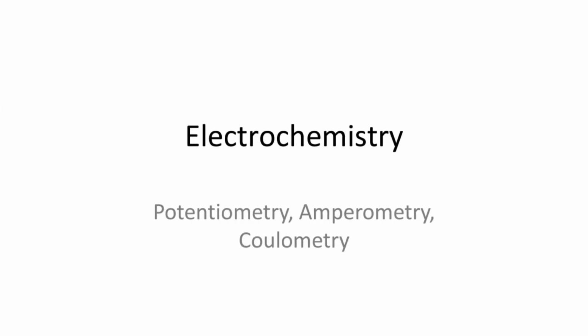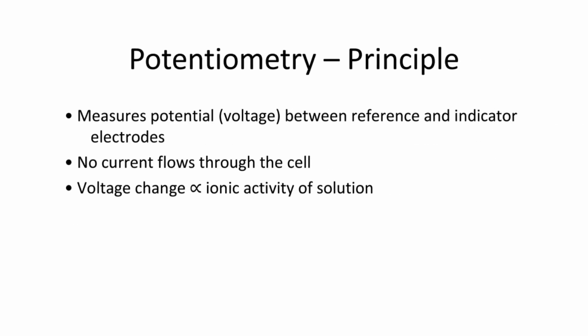Electrochemistry in the laboratory includes three important methods: potentiometry, amperometry, and coulometry. Potentiometry is the basis of pH meters and ion-selective electrodes. It works by measuring the potential or voltage between two electrodes when no current is flowing. The difference in voltage occurs in proportion to the ionic activity of the solution.